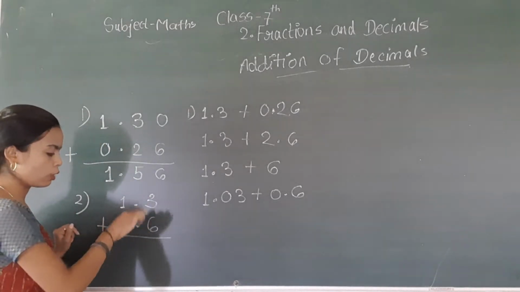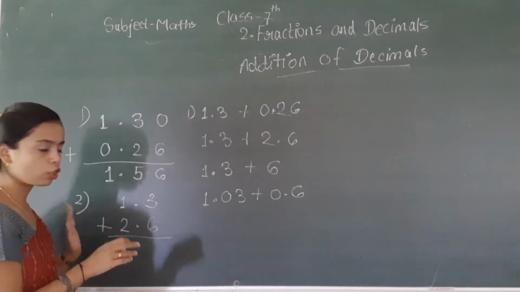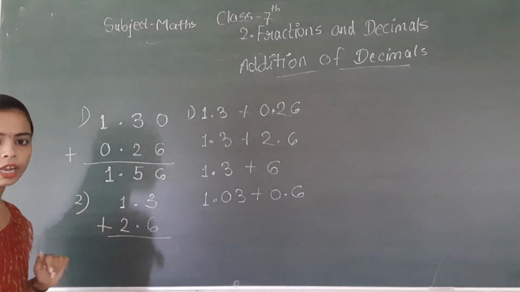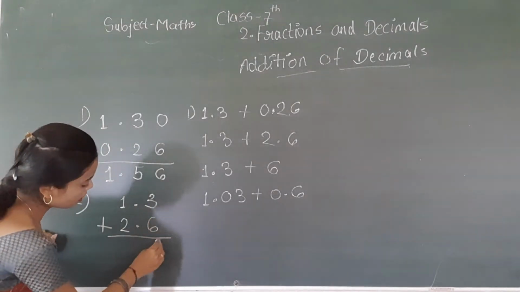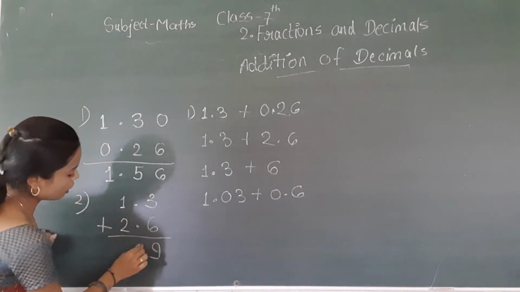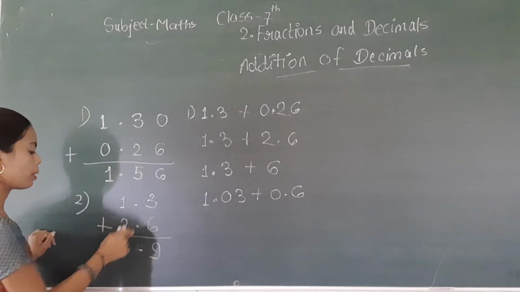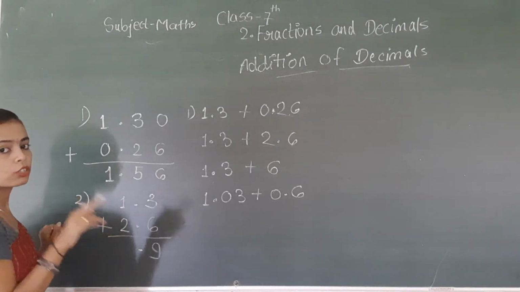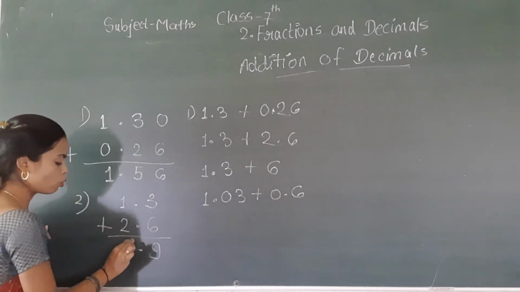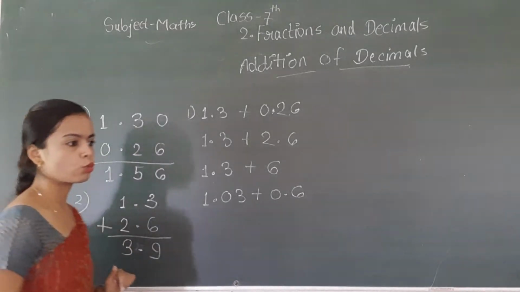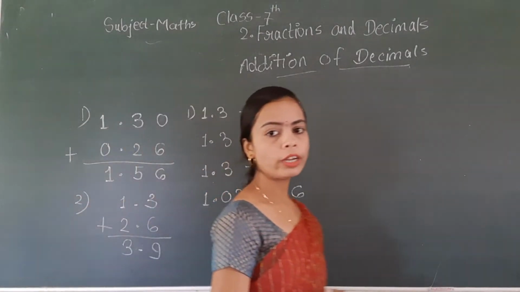सभी नंबर्स एक दूसरे के नीचे हैं, कोई भी प्लेस ब्लैंक नहीं है तो डायरेक्टली ऐड करेंगे. So we write it here 3 plus 6 is 9. पॉइंट के नीचे आएगा पॉइंट. याद रखना पॉइंट के नीचे ही पॉइंट आता है. अगर आपने ये पॉइंट इधर लगाया है दैट मींस इट्स रॉन्ग. Okay, so 1 plus 2 is equal to 3. So the answer for the second question is 3.9.